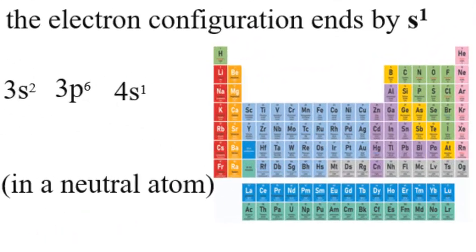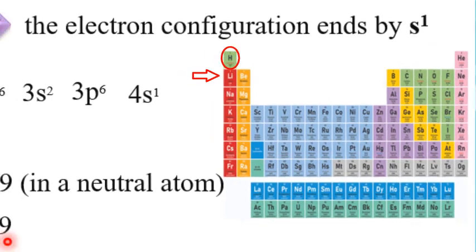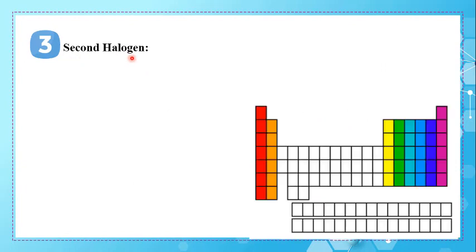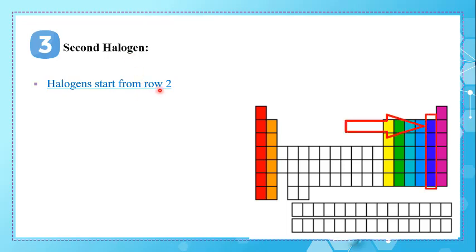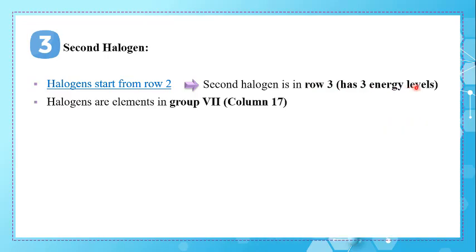Just remember that alkali metals start from row 2 since hydrogen is a non-metal. Now determine the atomic number of the second halogen. From the shape of the periodic table, remember that halogens start from row 2. So the second halogen is in row 3 and thus it has 3 energy levels. Also, you must know that halogens are elements in group 7 or column 17.